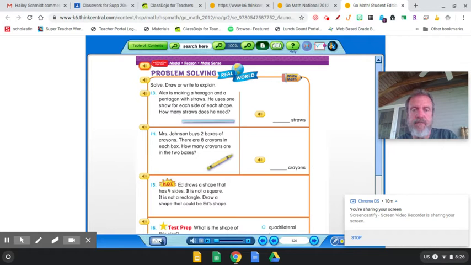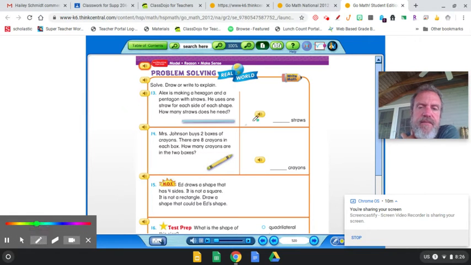13, we can go through together. Alex is making a hexagon and a pentagon with straws. He uses one straw for each side of the shape. How many straws does he need? He's making a hexagon and a pentagon. So we need 6 for one and 5 for the other. What is 6 plus 5? You guessed it, friends. 11. This one you'll do by yourself because it's an even.